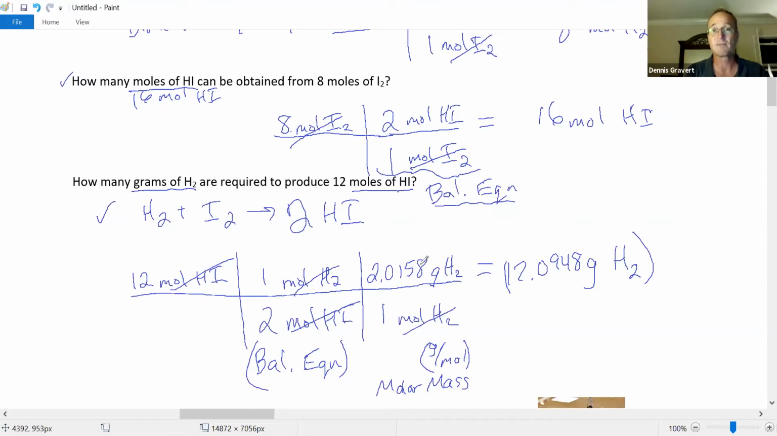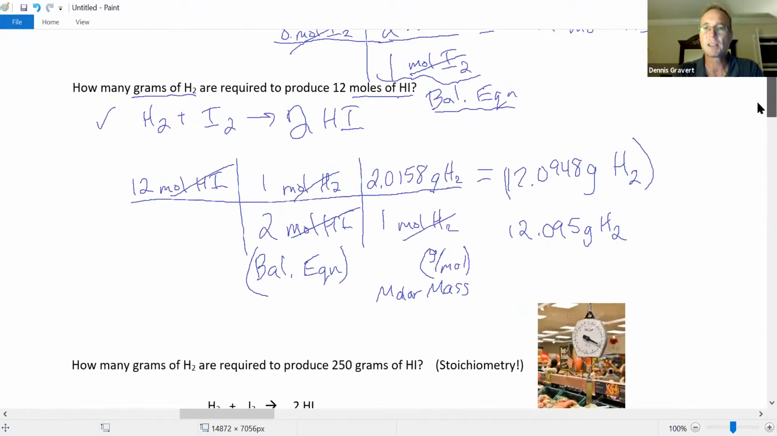This number's got 5 significant figures. So you don't want to use 6 here. So you can decide, are there 2 significant figures? I'm leaning towards no. I think there's 5 significant figures. So that's when I rounded it to 12.095. Okay.